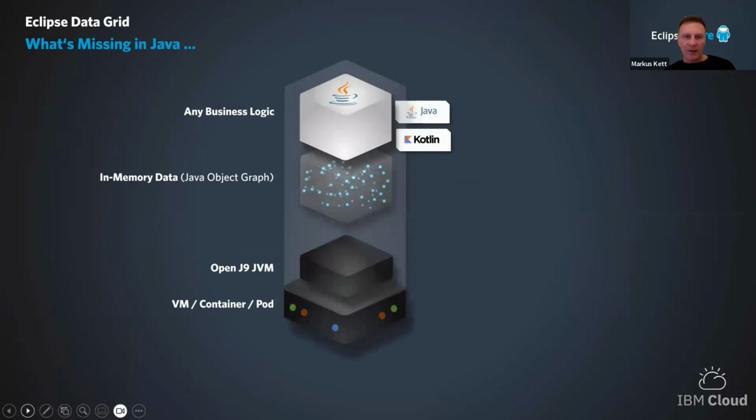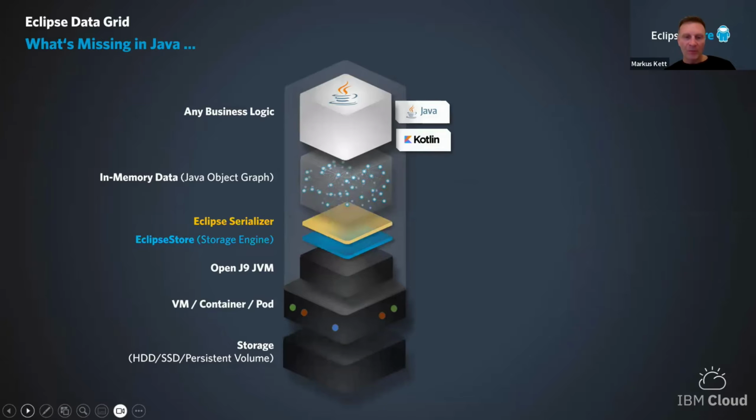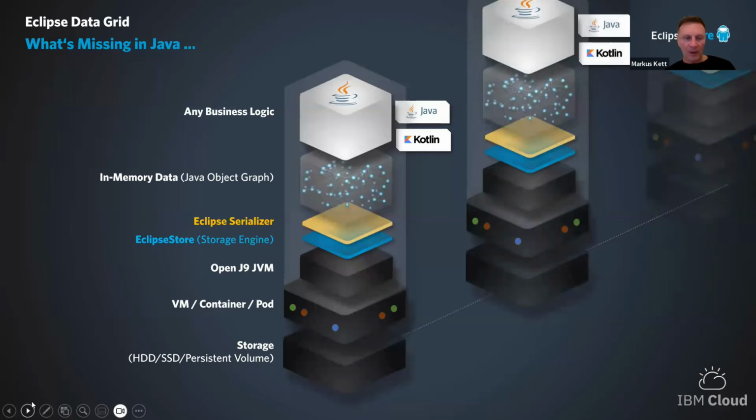Inside the Eclipse Data Grid, the architecture is exactly the same. Eclipse Serializer is used by EclipseStore as a storage engine, and OpenTree9 here is only an example. Of course, you can choose your JVM freely, whatever JVM you want to use. And then you can choose your storage target. And Eclipse Data Grid will distribute your EclipseStore app.